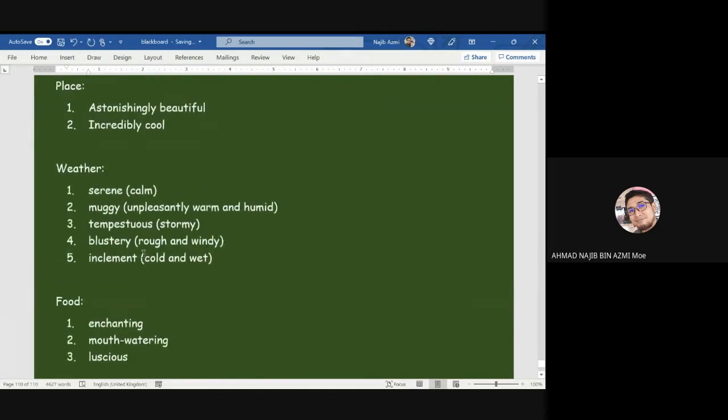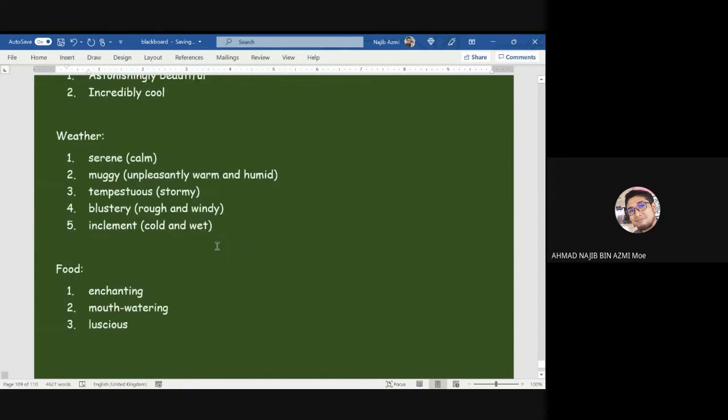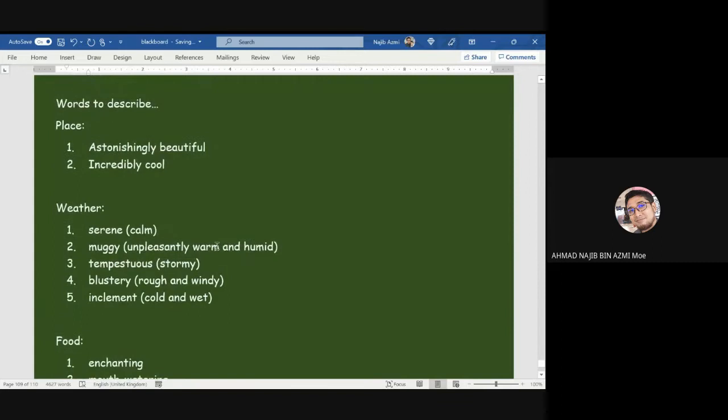Okay, so we have here a list of words to describe place, weather, food, and feelings. Coupled with what we learned before this, using linking words and using uncommon words we could use. So these are uncommon words, words that are less often used. Things like happy, beautiful are all very common words. These are uncommon words. Safwan, raise a hand. What's the matter, Safwan?